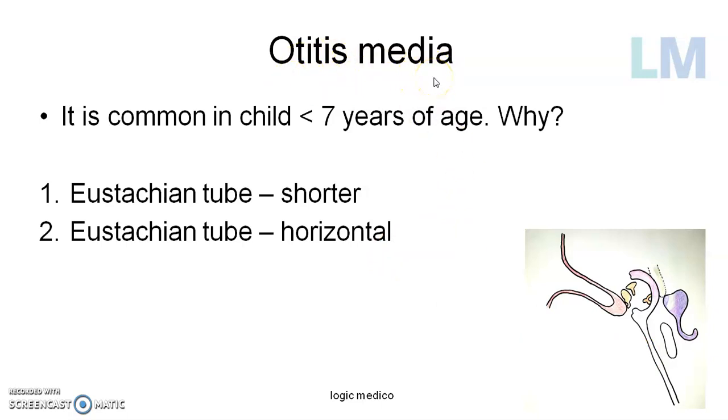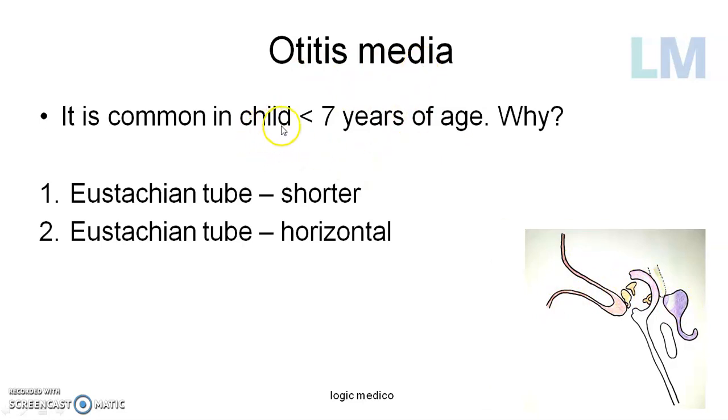Otitis media means infection of the middle ear. Otitis, oto refers to ear, itis means inflammation. So inflammation of ear. Media refers to the people between the politicians and the public. So the media here refers to the middle ear, between the external ear and internal ear. So otitis media is inflammation of middle ear.